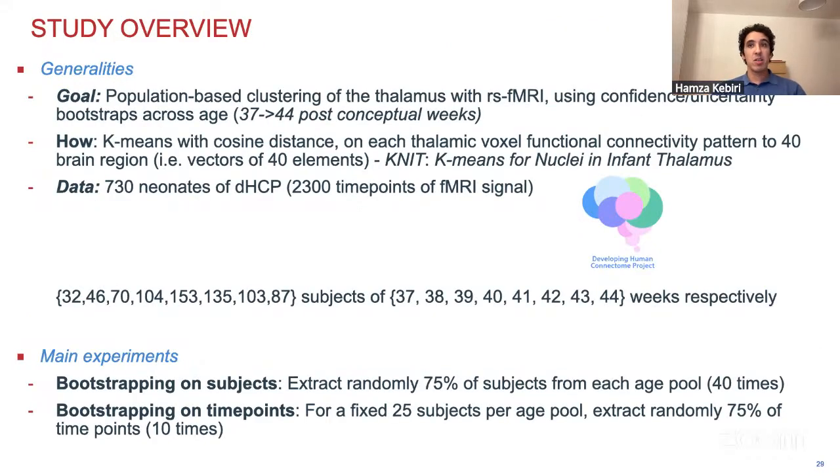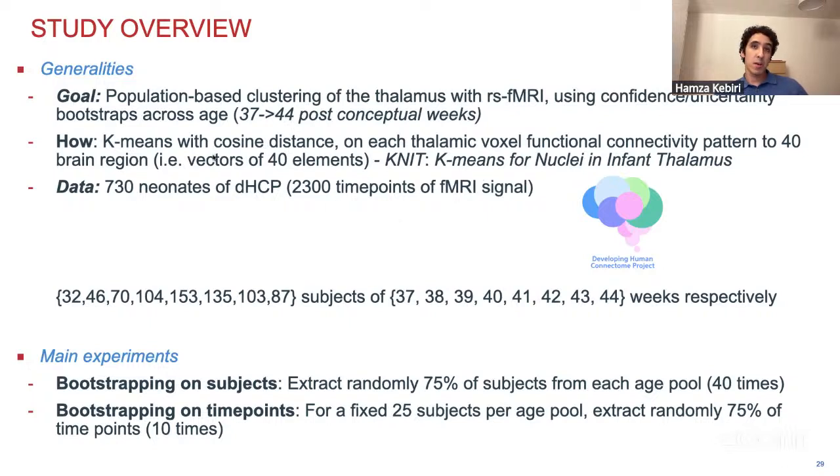Okay, so this is what we tried to do. Here we are using a population-based study. We have many subjects for different age groups, and the idea is to see across age how this clustering evolves. The clustering is done with k-means. Let's consider each voxel as a vector, and this vector contains the functional connectivity to other brain regions, the 40 brain regions. So the vector has 40 elements.